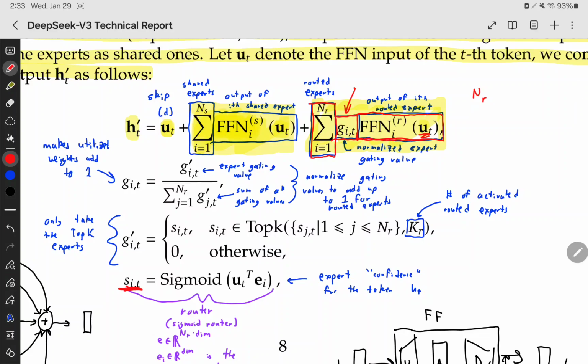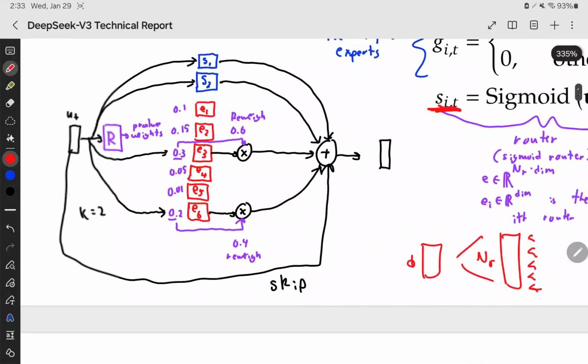And you send this token to every expert, but since only 8 of them are non-zero, most of the experts are zeroed out. So that's what's happening here. Pretty straightforward, normal MoE. And I have that drawn out over here.